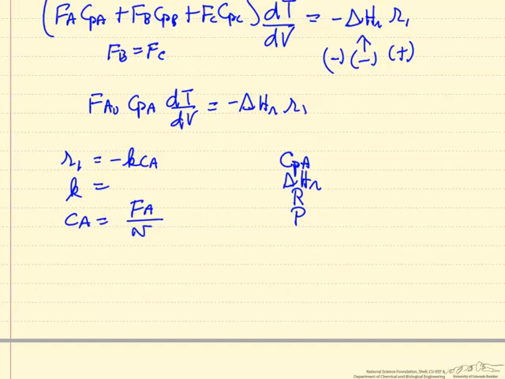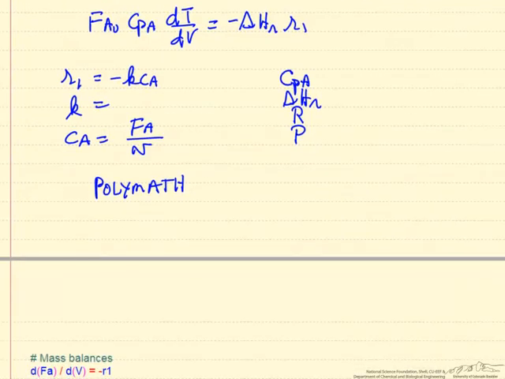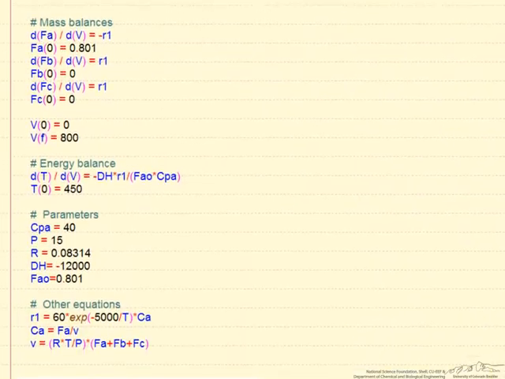And we're going to solve these equations all simultaneously. In this case, we'll use Polymath as a relatively simple method to solve differential equations. So what I am showing now is the Polymath program, where I've written the mass balances, the three differential equations, and their initial conditions. We have to substitute in our starting volume. We call this volume equals 0, and our final volume, 800 liters.